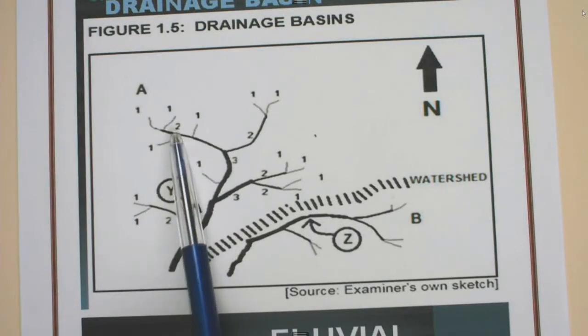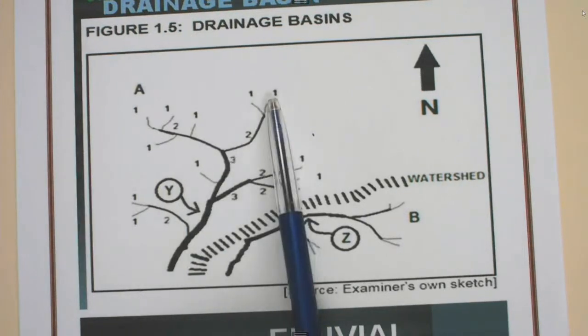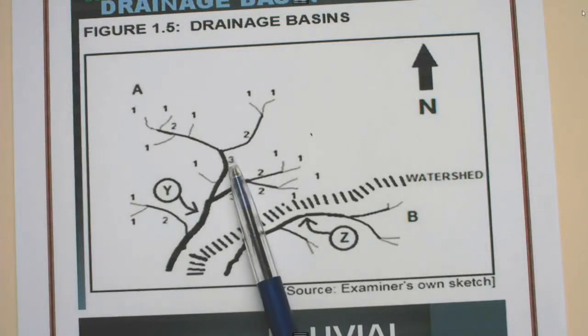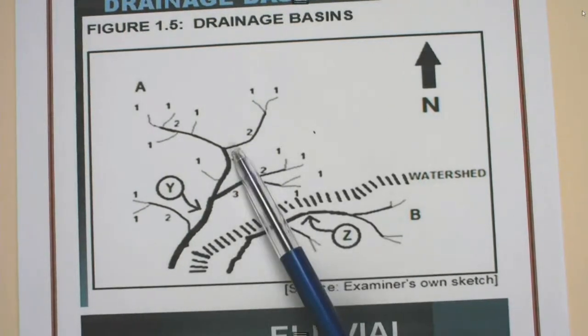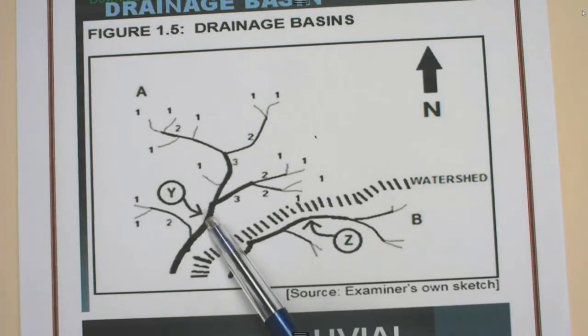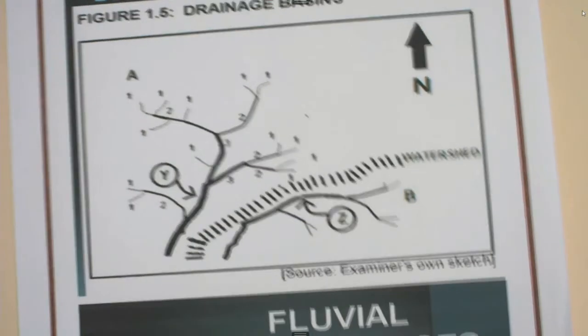A 1 joining that 2 will still remain 2. So 1 and 1 will be 2, but this 2 plus that 2 will give us 3. It is not 4. So this 3 plus 3 will give us stream order number 4 at this point, at Y. So these are the things that we need to be careful about.